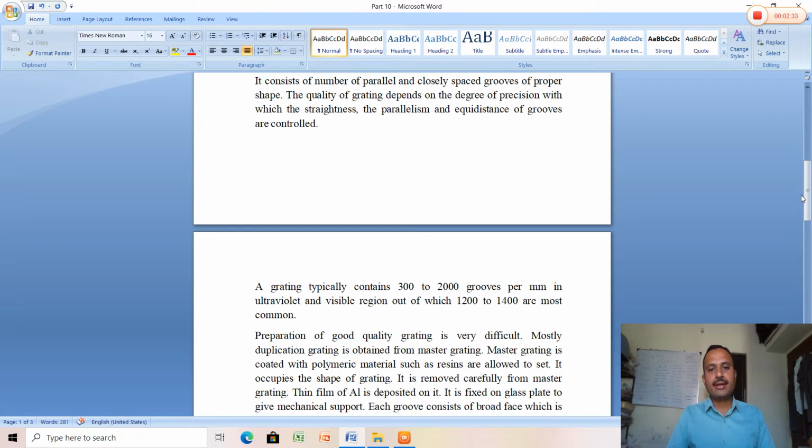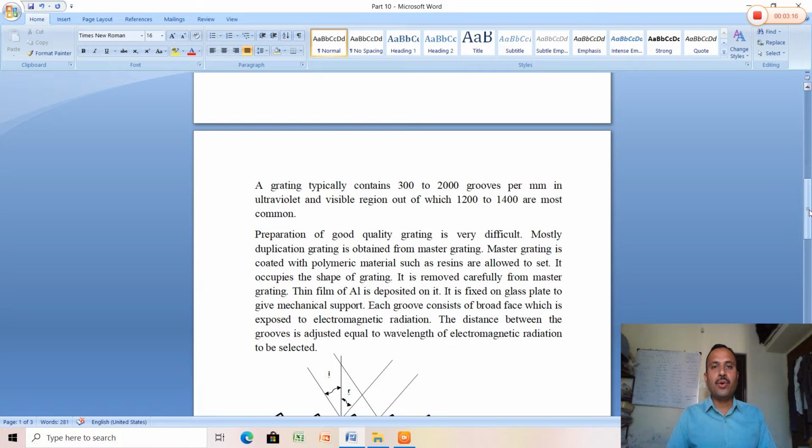A grating typically contains 300 to 2000 grooves per mm in the ultraviolet and visible region, out of which 1200 to 1400 are most common. Generally, on the surface of the grating, a number of grooves are present. They vary from 300 to 1200 per millimeter, but 1200 to 1400 are most common. These are utilized in the ultraviolet and visible region. So this is all about the diffraction grating.